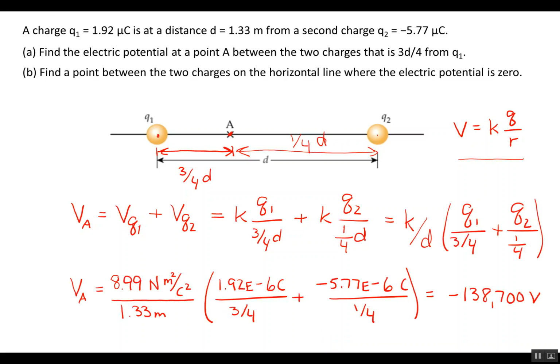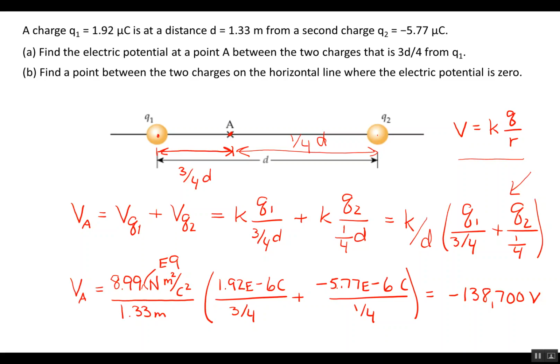One thing we can do algebraically before we solve is notice that both terms have a K in the numerator and a D in the denominator, so I can factor that out. Then plug in K, the electric constant, which is 8.99 e to the 9th newton meter squared per coulomb squared. D is 1.33 meters. Plug in Q1 and Q2, and then solve. So we get an answer of negative 138,700 volts. Okay, so that completes part A.